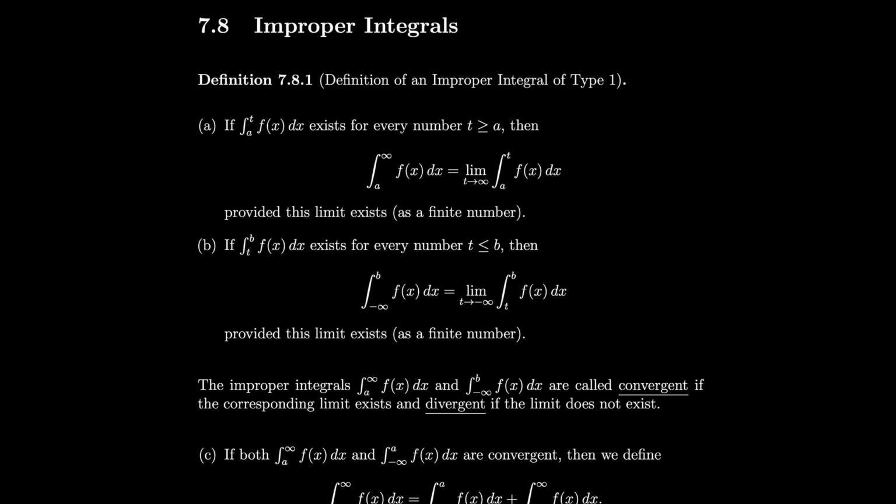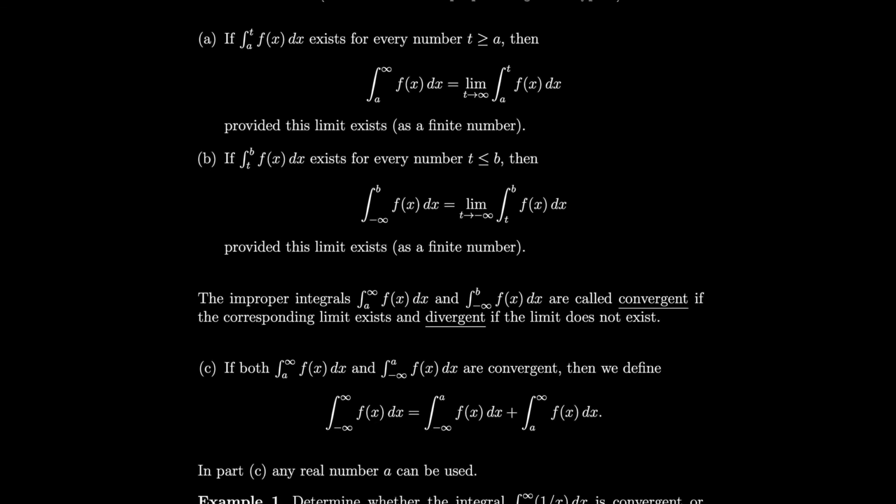Section 7.8, Improper Integrals. We're going to do two different types of improper integrals in this section. The first is of type 1. A type 1 improper integral is an integral of the form a to infinity, or of the form minus infinity to b, or of the form minus infinity to infinity.